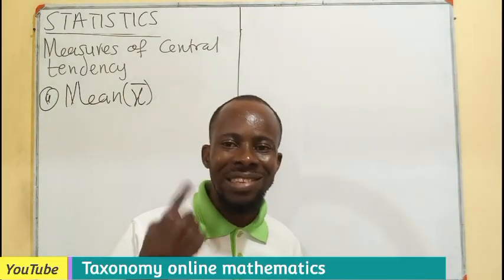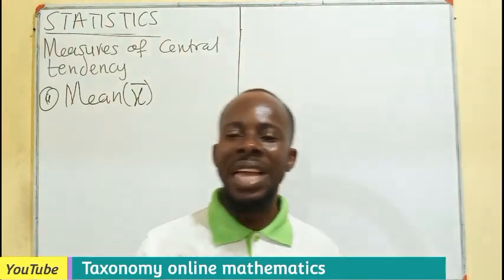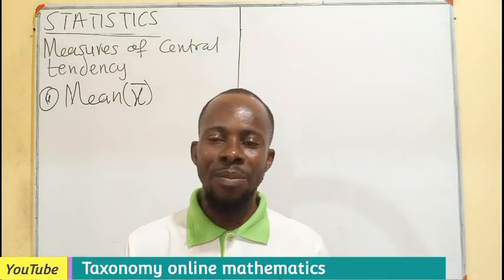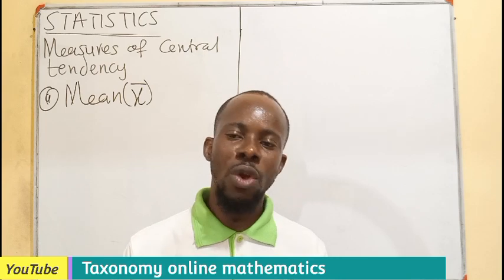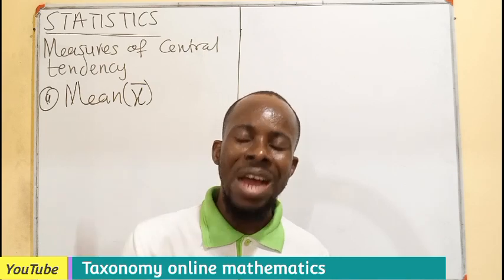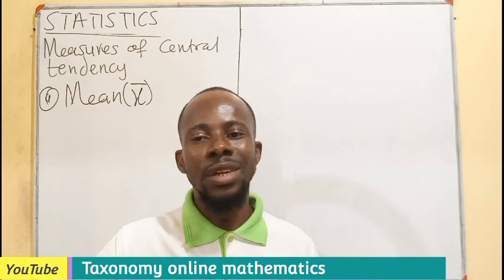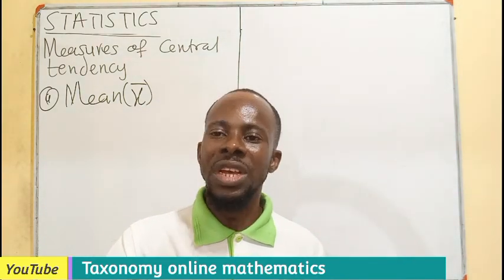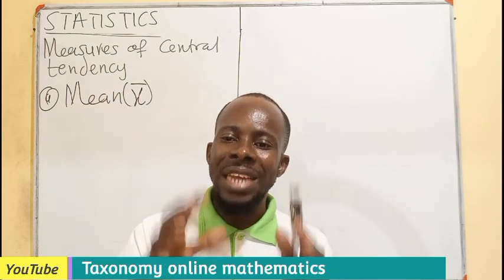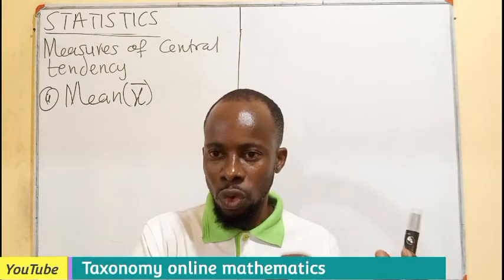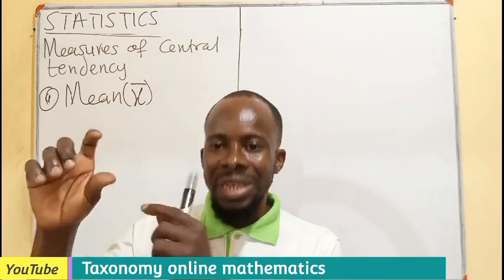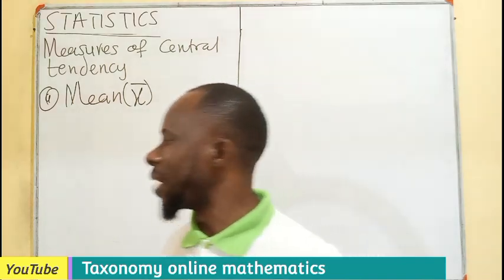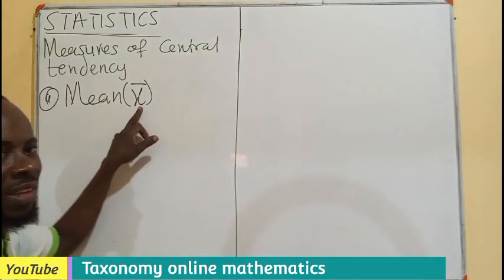We know the mean is a single value that represents the average of a given data. Or in a better way, we can say it is a ratio of the sum of all values in a raw data to the number of entries. That is the ratio of that sum to the number of entries in that raw data, which is denoted by X bar.